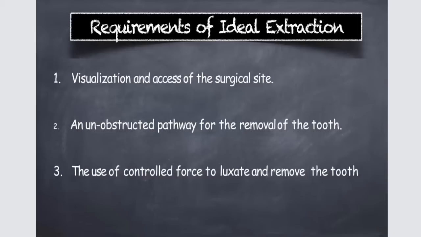Let's start talking about a little bit more of these requirements of what we want for a good ideal extraction. So obviously, a healthy patient would be primary. Secondly, we want to have good visual access of the surgical site. We want to be able to see what we're doing, and we want to have good access to it. So if a patient can't open properly, feel free to use a mouth prop. Obviously, if a patient has TMJ, find the right size of a mouth prop. TMD, find the right size of mouth prop so we don't lock their jaw or cause too much strain on their actual joint itself. We want an unobstructed pathway for that removal.